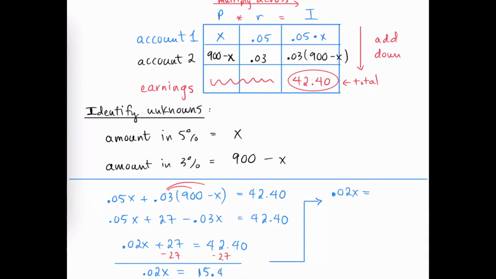Let's pop this up here in order to continue our calculations. We'll now divide both sides by 0.02 in order to completely isolate the x on the left, and we get x is equal to 770.